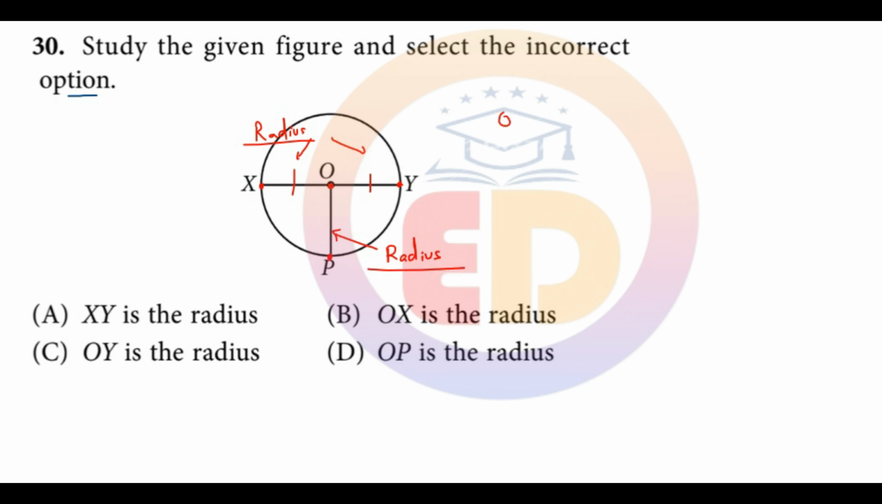So here we can say that OX is a radius, OY is a radius and OP is a radius.